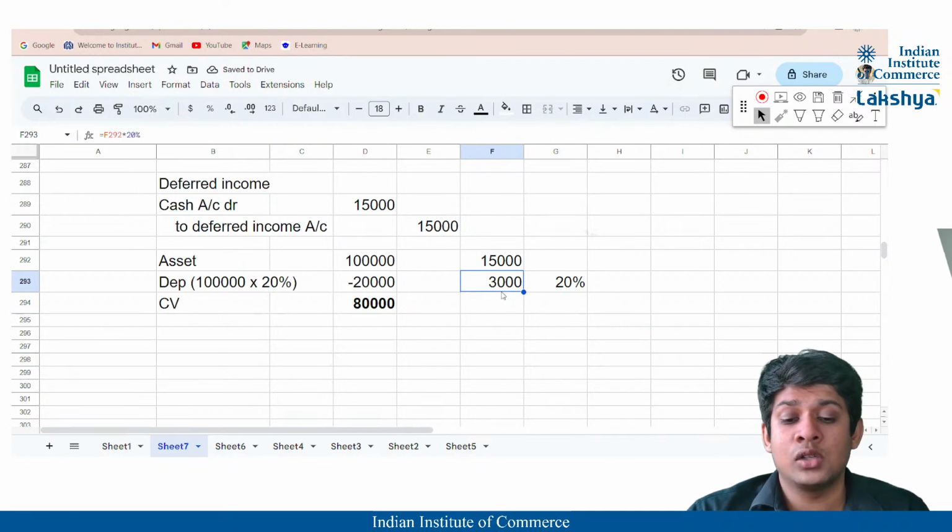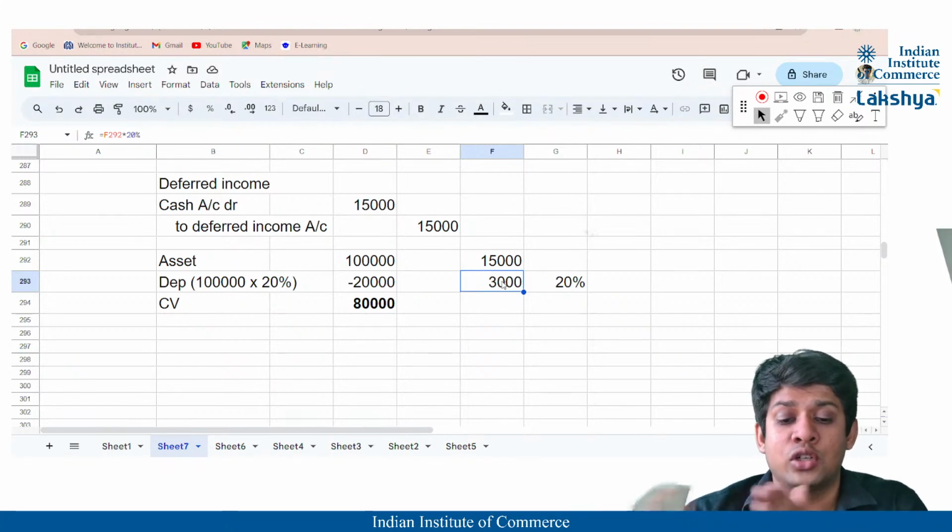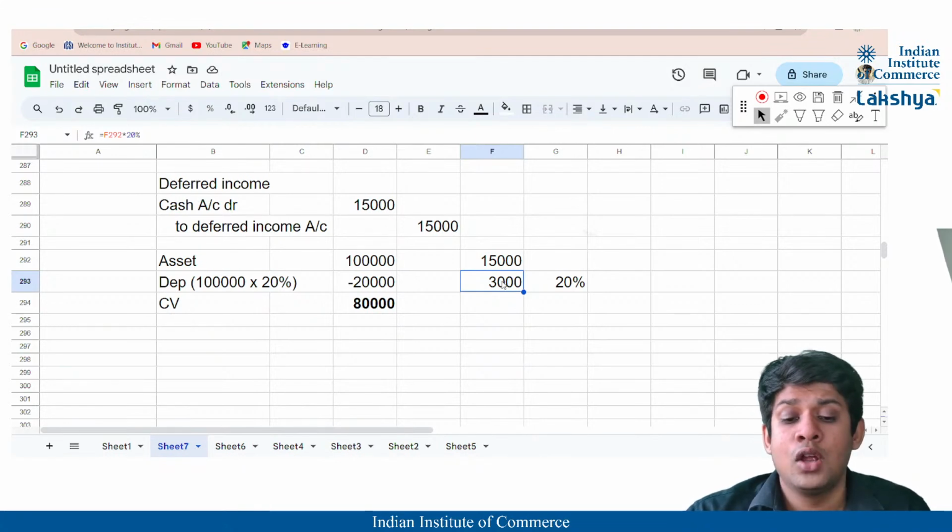So that means technically 3,000 will be taken every year related to this asset because it is related to the purchase of an asset, right? So I think it should go hand in hand with the useful life of an asset, right? So 3,000, 3,000, 3,000 will be taken every year for a period of 5 years.